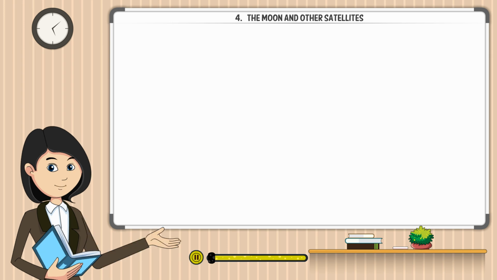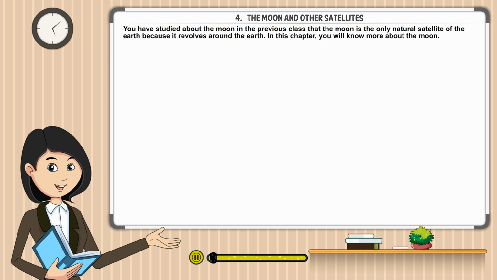Chapter 4. The Moon and Other Satellites. You have studied about the Moon in the previous class, that the Moon is the only natural satellite of the Earth because it revolves around the Earth. In this chapter, you will know more about the Moon.